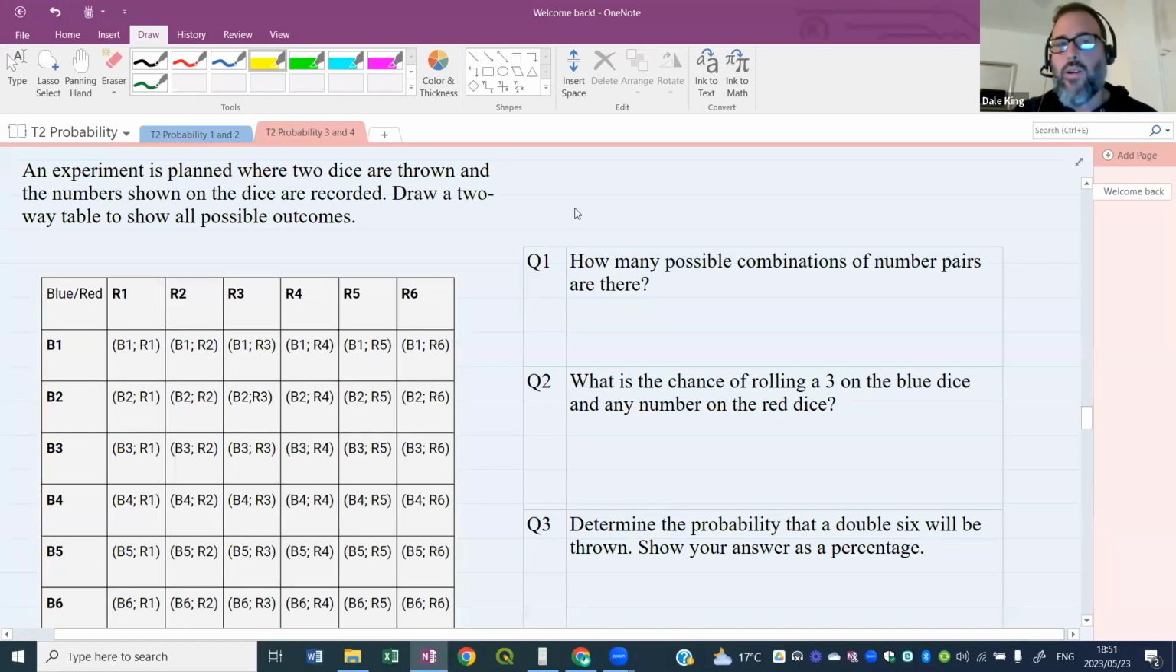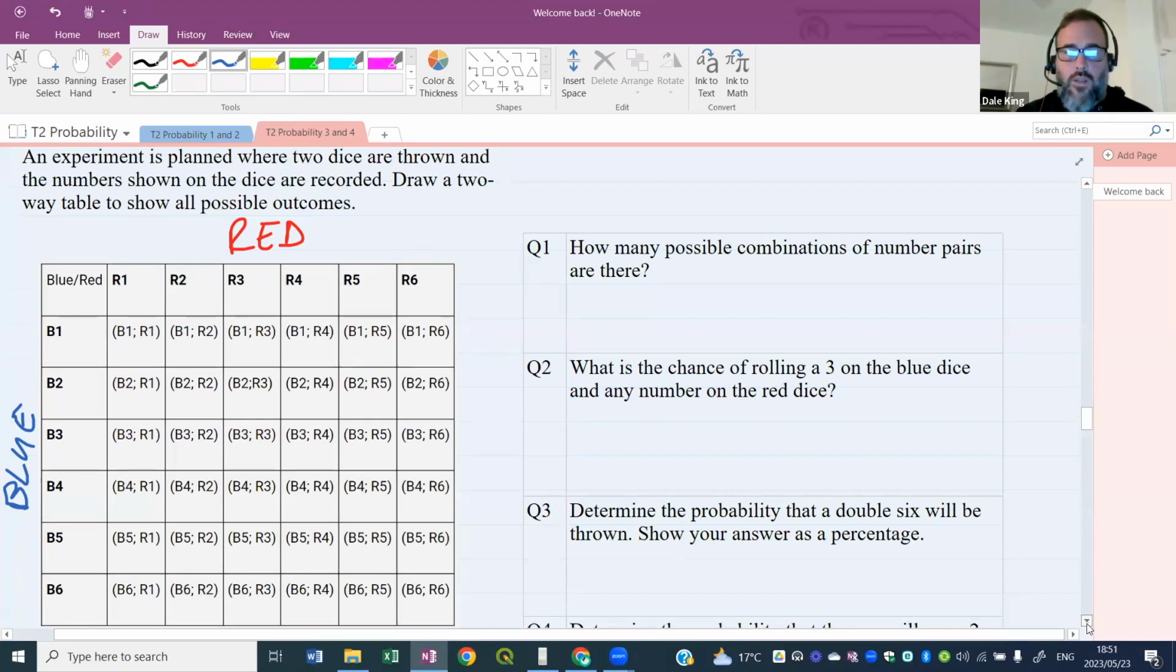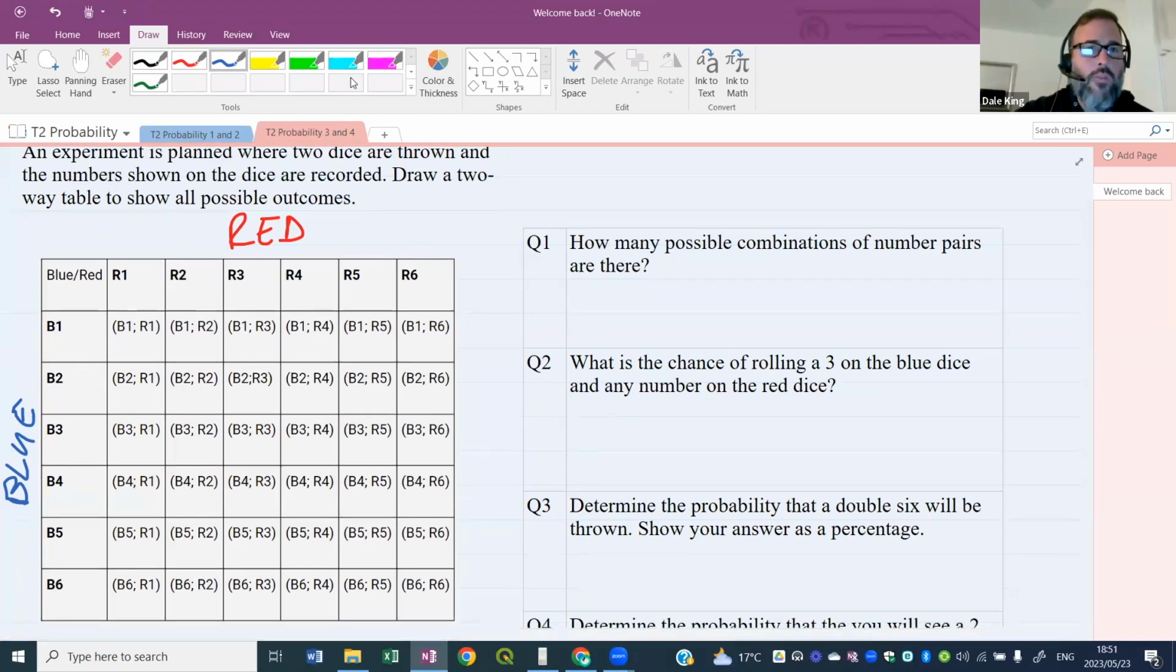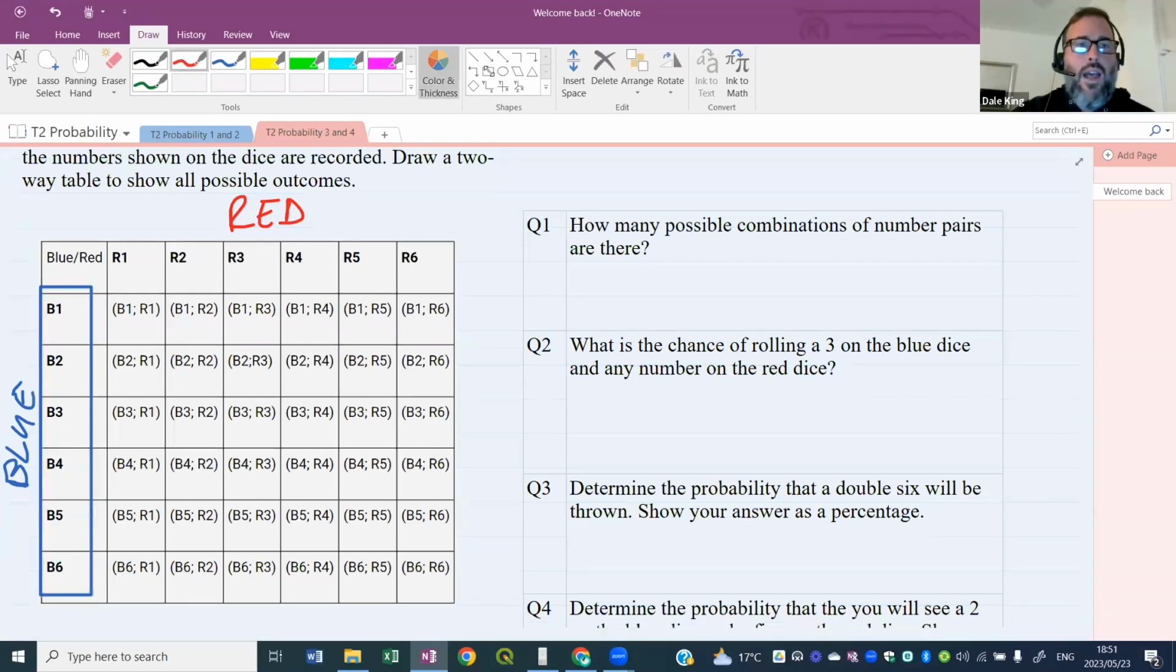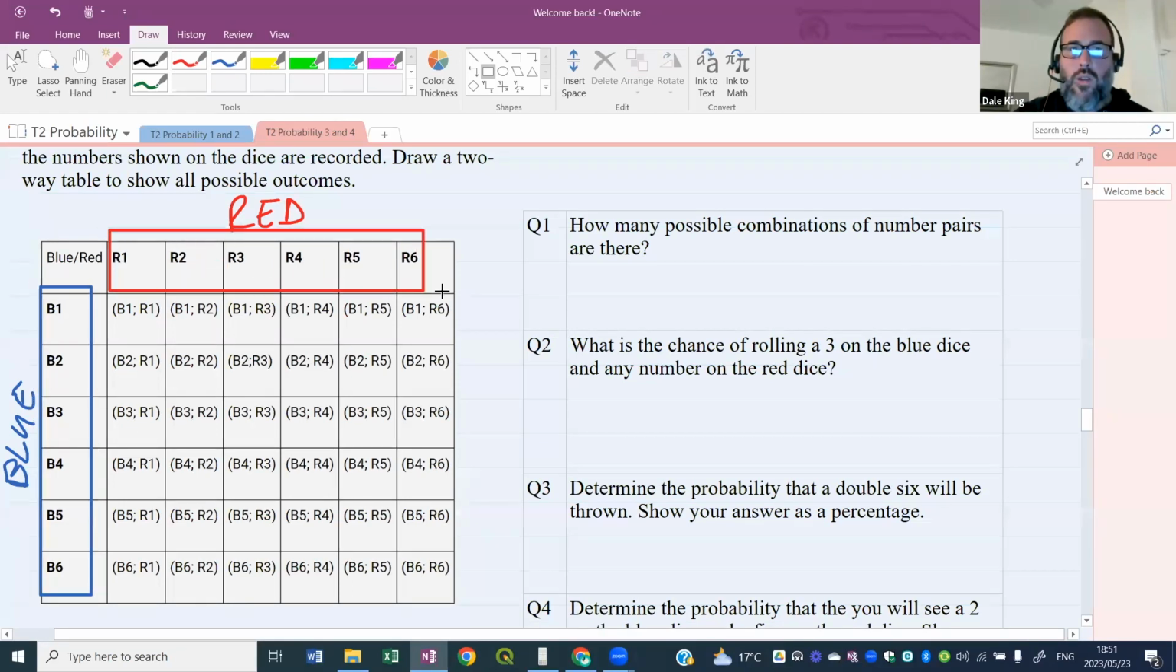There is a blue one and a red one. Okay, so there is a red dice here at the top, and then blue is here on the left. Okay, so draw a two-way table to show the possible outcomes. So on the left-hand side of the two-way table, these are all the possibilities when we throw the blue dice. You can get a 1, a 2, a 3, a 4, a 5, or a 6. In the rows, when you throw the red dice, you can get a 1, a 2, a 3, a 4, a 5, or a 6.